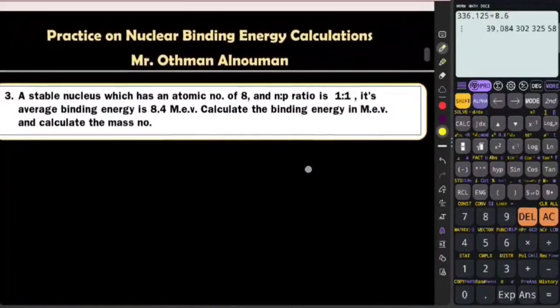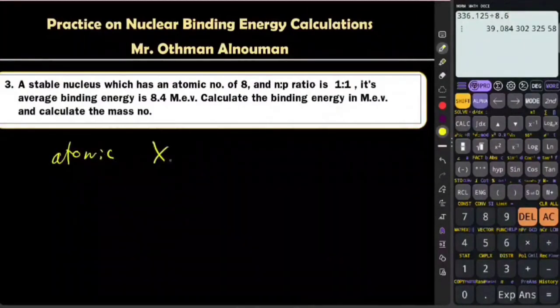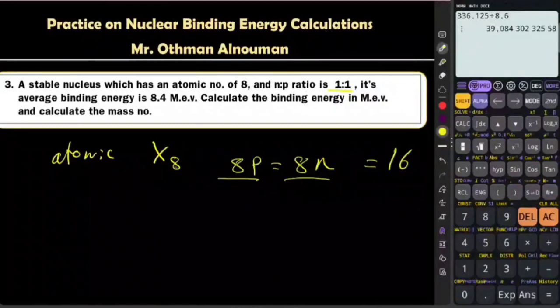Let's go to another question here. It says a stable nucleus which has an atomic number of 8. Now the atomic number, which is down here for X, we have 8, and the ratio of proton to neutron is 1 to 1. It means if it has 8 protons, it has 8 neutrons. So the mass number is going to be 16. Why? Because the ratio is 1 to 1. If you have 8 protons, it will have 8 neutrons. So it will be down the atomic number 8, but up it will be 16.